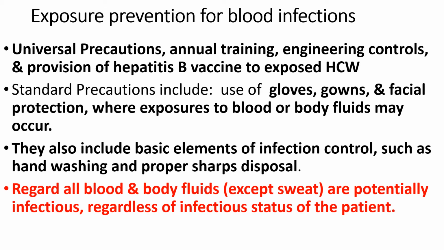Bloodborne infections for healthcare workers. Exposure prevention for blood-borne infections: universal precautions, annual training, engineering controls, and provision of hepatitis B vaccine to exposed healthcare workers. Standard precautions include use of gloves, gowns, and facial protection where exposure to blood or body fluids may occur. They also include basic elements of infection control such as hand washing and proper sharps disposal. Regard all blood and body fluids except sweat as potentially infectious regardless of the infectious status of the patient.